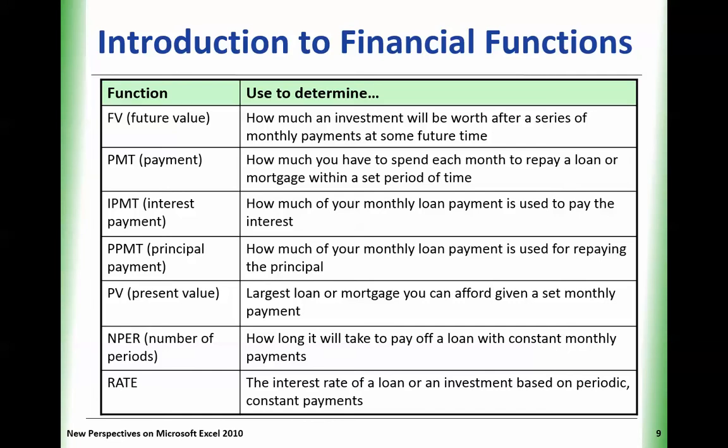Present value is the largest loan or mortgage you can afford given a set monthly payment. So how much you can afford to pay each month. The number of periods is how long it will take to pay off a loan with constant monthly payments. So if I take out a loan for $10,000 and I only pay $87 a month, how many months will it take me to pay off that loan? Rate is the interest rate of a loan or an investment based on periodic constant payments.